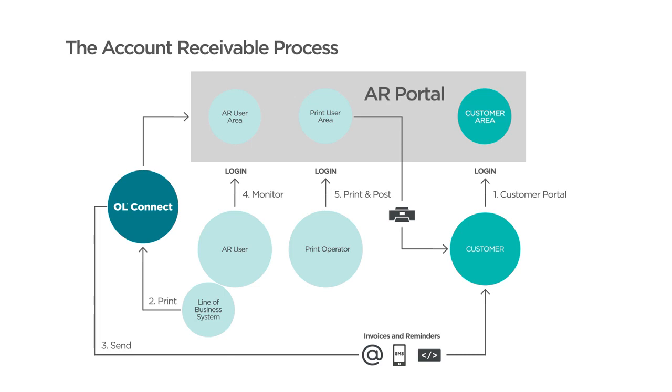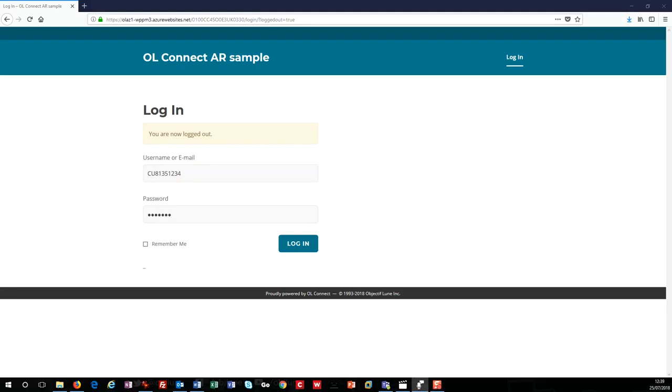So hopefully this all makes sense. So let's get to the demo. As mentioned earlier, this demo has 3 specific user types, and we're going to look at them all, starting with the customer, then the AR user, and finally the print operator.